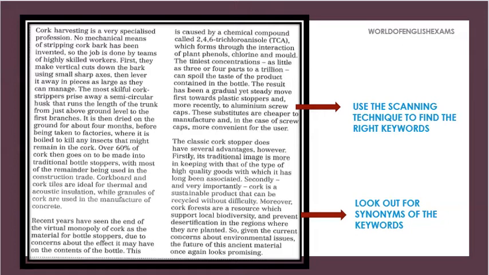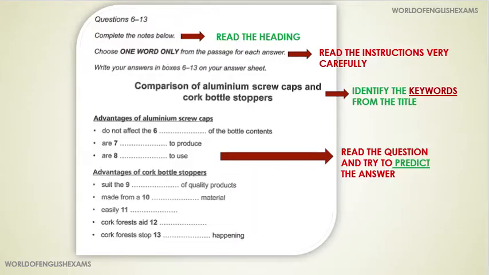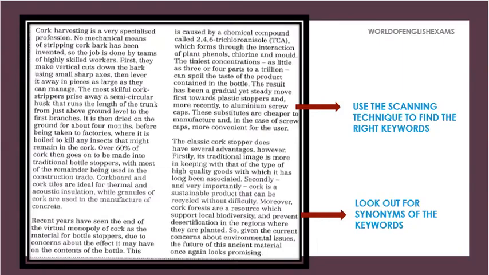Okay, it's caused by a chemical compound, which forms through the interaction of plant phenols, chlorine and mold. The tiniest concentrations, as little as 3 or 4 parts to a trillion, can spoil the taste of the product contained in the bottle. So what can be spoiled? They can spoil the taste of the product contained in the bottle. Product contained in the bottle is nothing but bottle contents. Bottle contents. Have you understood? Okay, fine.